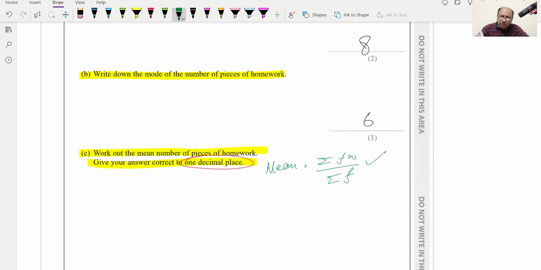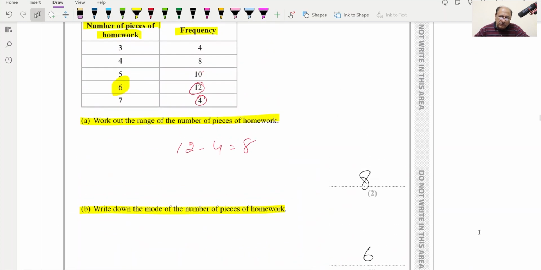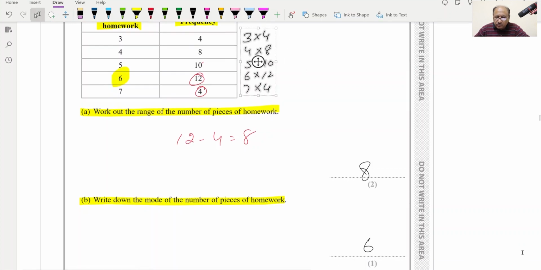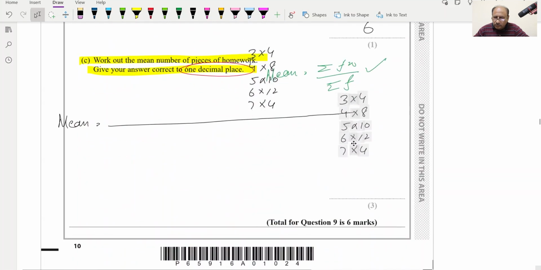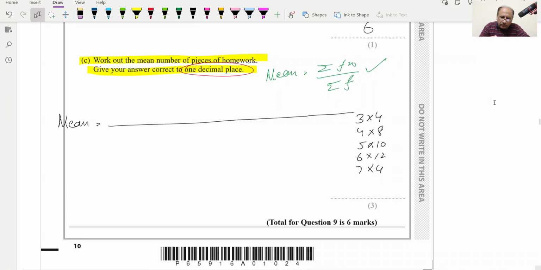So this will be the formula which we will apply, and mean is equal to, we can multiply like 3 multiplied by 4, 4 into 8, 5 into 10, 6 into 12, and 7 into 4. This is what we will be writing over here. So we can move this over here so that we can write properly.